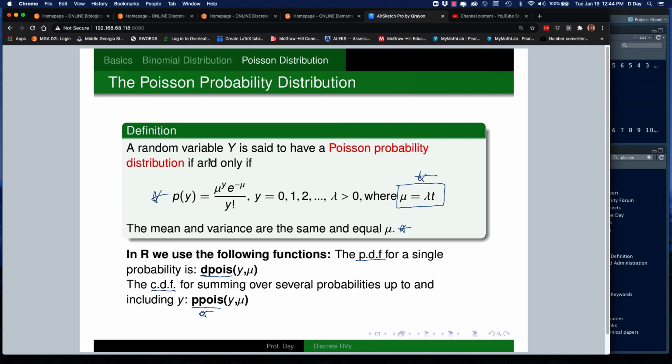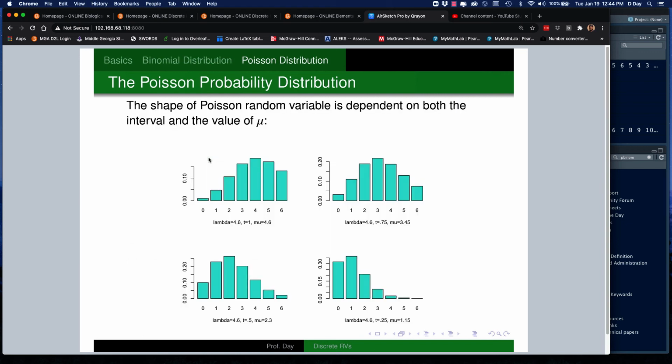All right, so let's look at the graphs of what happens and how you can change the shape of the graph depending on the time interval. Remember I said that the mean here is proportional to the time unit you're using. So if you use the entire time period that was originally used, where t equals 1, and you have your lambda of 4.6, then your mu stays 4.6. In this example, we get a left skewed distribution. If we change that time period to 3/4 or 75% of the original time period, then it changes our mean from 4.6 to 3.45, and our data starts to look a little more normal.